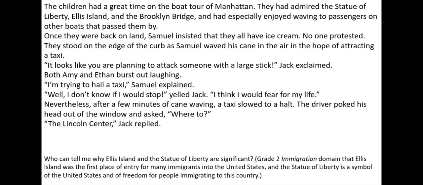Do you all know much about Ellis Island and the Statue of Liberty and why they are significant? Ellis Island was the first place of entry for many immigrants into the United States. So people who immigrated, who came from other countries to come live in the United States, they used to have to stop on Ellis Island. Before there were planes and different ways of getting in, they'd stop with their boats. And then the Statue of Liberty is a symbol of the United States and of freedom for people immigrating into the country. It was a gift to the United States from France.